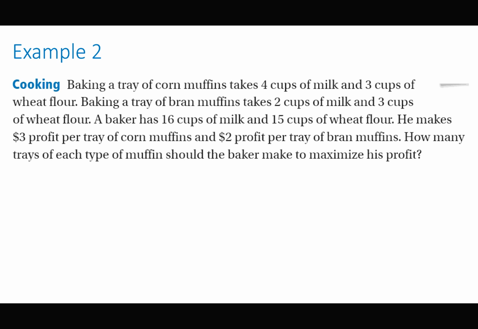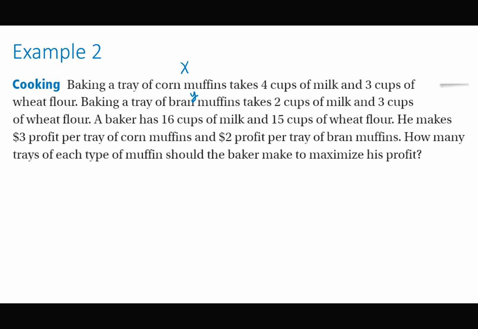Okay, all right, so another one. So this is exactly what you have there in your sheet. Baking a tray of corn muffins takes 4 cups of milk, 3 cups of wheat flour. Baking a tray of bran muffin takes 2 cups of milk and 3 cups of wheat flour. Okay, so I can identify my 2 variables. I'm working with corn muffins and I'm working with bran muffins. So I'm going to call X for corn muffins, Y for bran muffins. Okay.